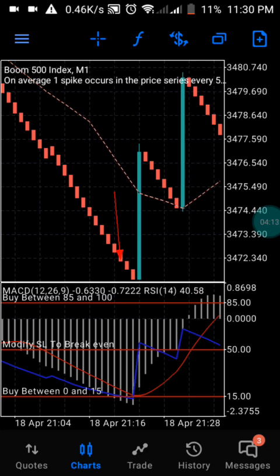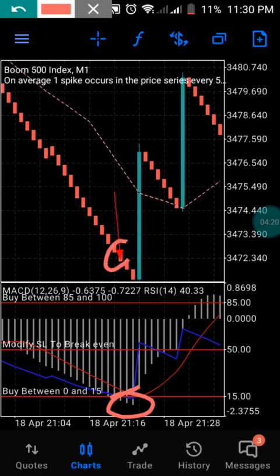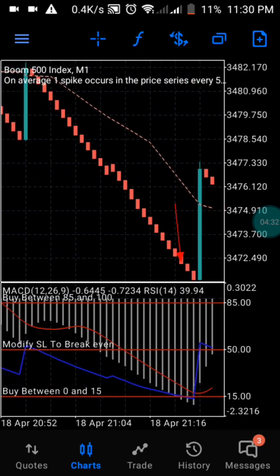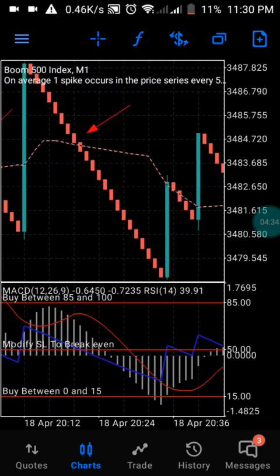So you see now, same thing happens here. The histogram went below the 15 level, and what do you see next? You can enter from this level. Anytime you see the histogram move below the 15 level, you can enter, guys. You see now, the spike happened, it settled down a little bit, and it kept on taking an uptrend. You see, another confirmation from this level.